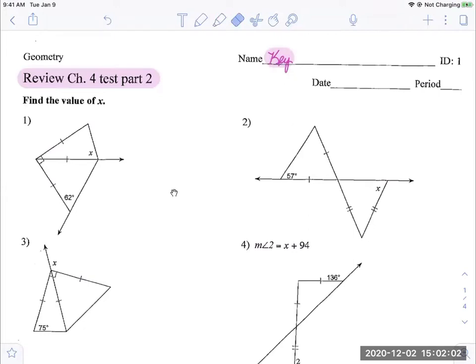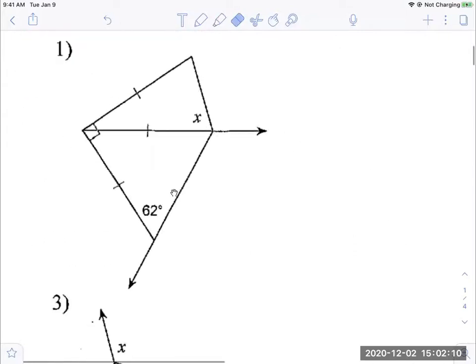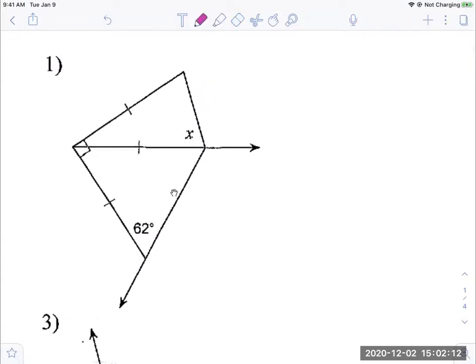In this recording, I'm going to talk through how to solve all the problems in this second review for the Chapter 4 test. So for the first problem, I'm going to start with using, since that triangle is isosceles, it has congruent base angles. And then let's find this angle over here.